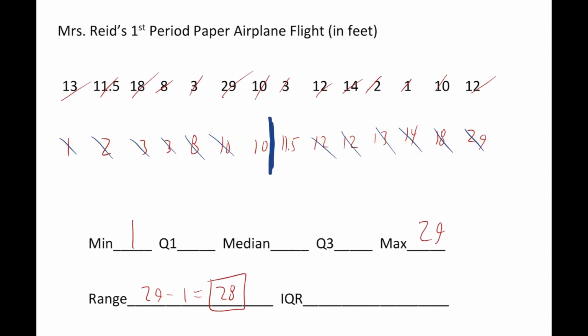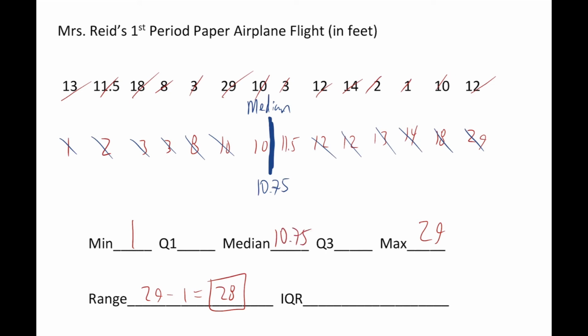So in order to find my median, I have to add 10 plus 11.5, and when I add those together and divide it by 2 to find my mean of those two numbers, that will give me what my median value is. And so 10 plus 11.5 divided by 2 should give me 10 3/4, 10.75. And now that I've done that, I can record my median.